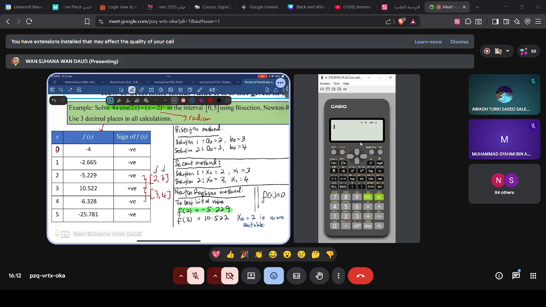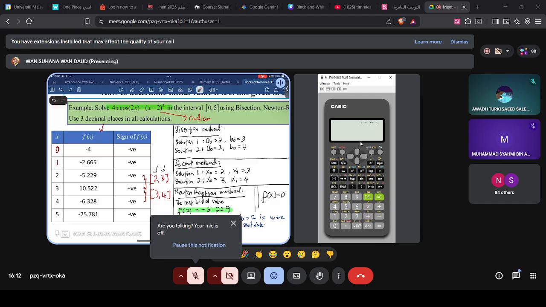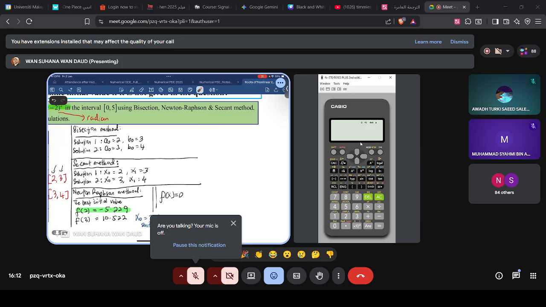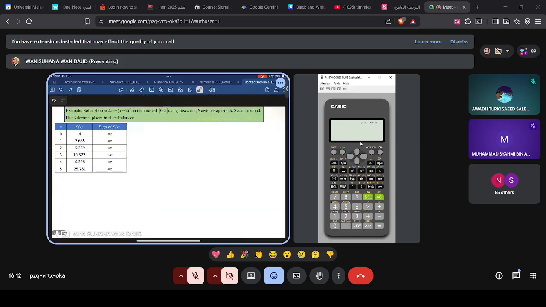How about the other one? 3, 4. Let's write it here. For 3, 4, f3 is equal to 10.522. f4 is equal to negative 6.328. Remember, you want to have fx equal to 0.